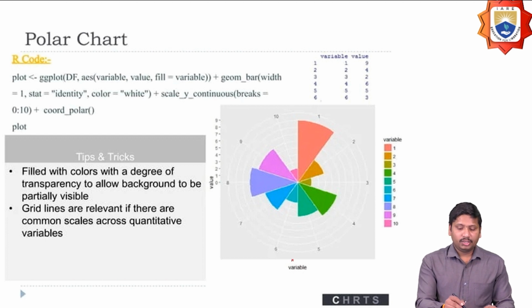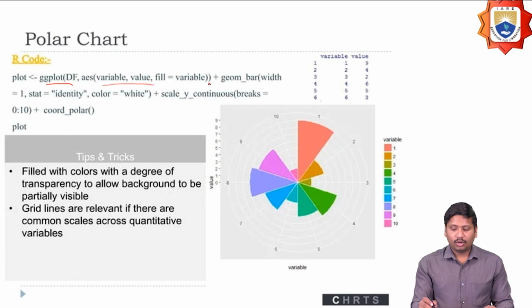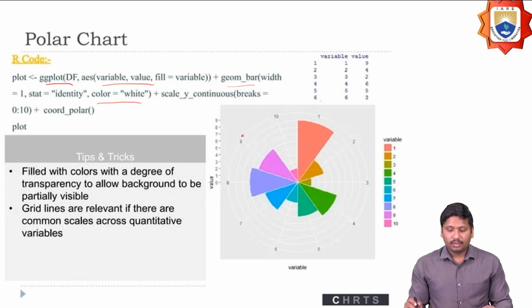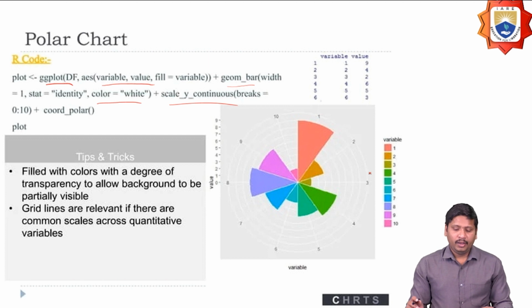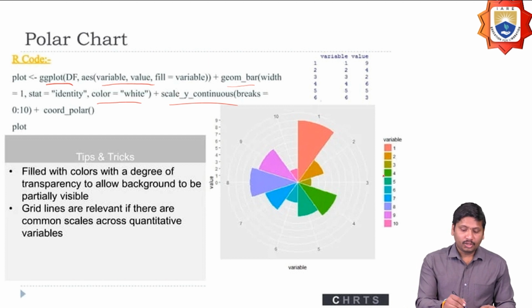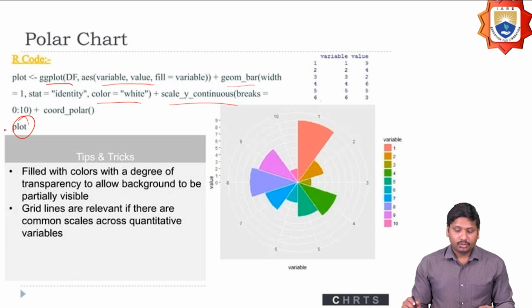So for this, use ggplot, then the variable, and then geom_bar. What should be the width value, state value, and color value, and scale_y_continuous equal to breaks of 0 to 10, and coord_polar. So polar chart, make use of that and then construct the plot.